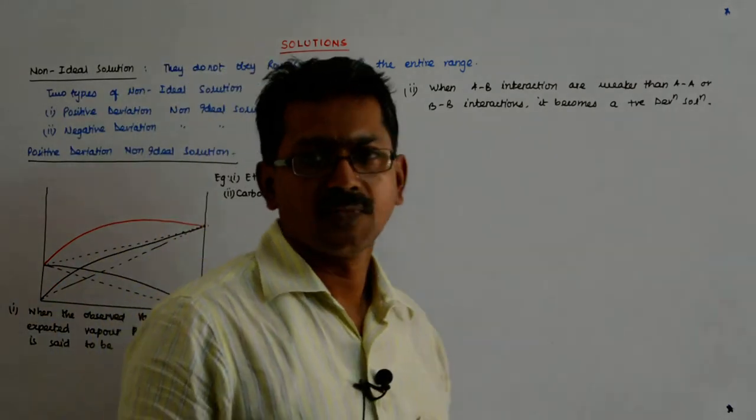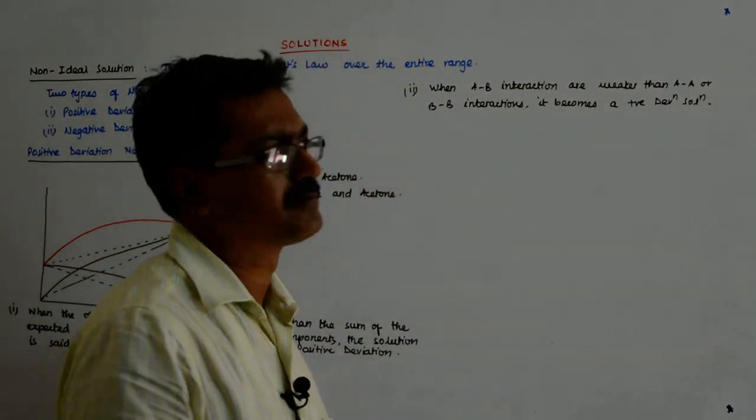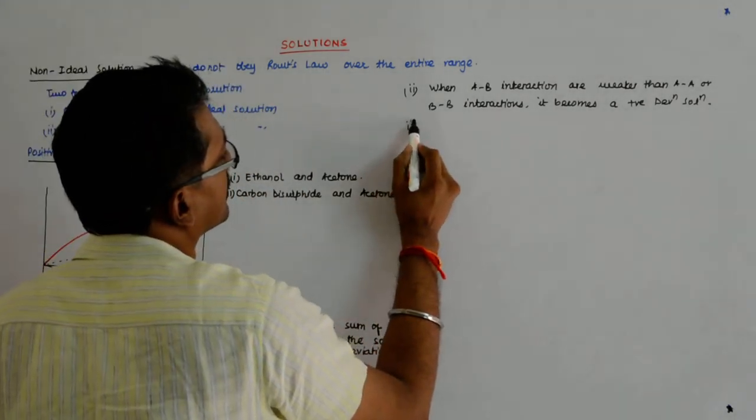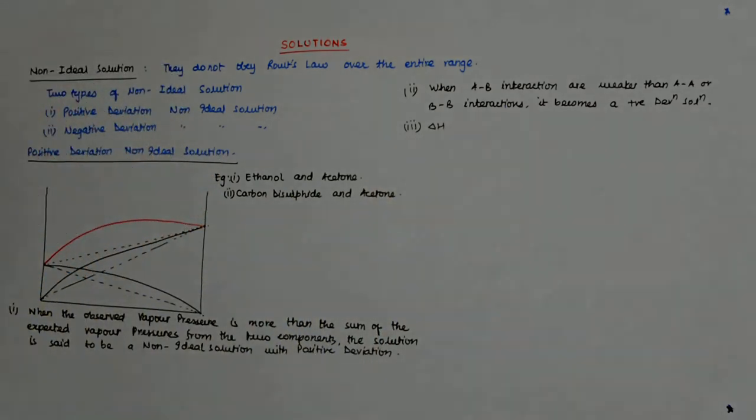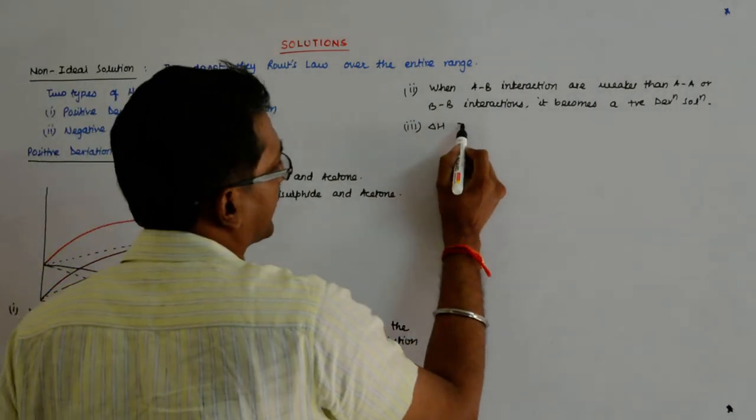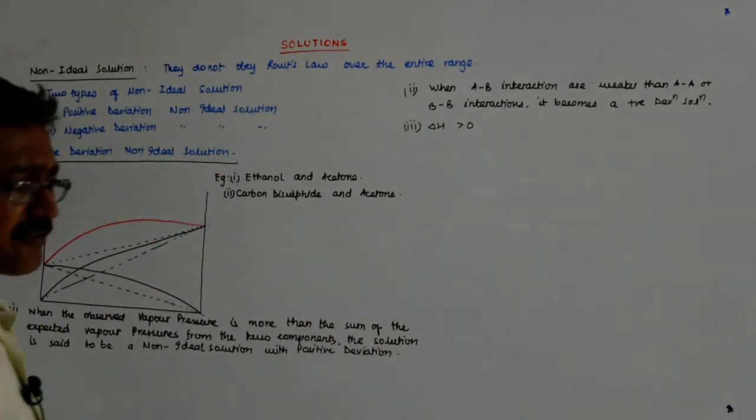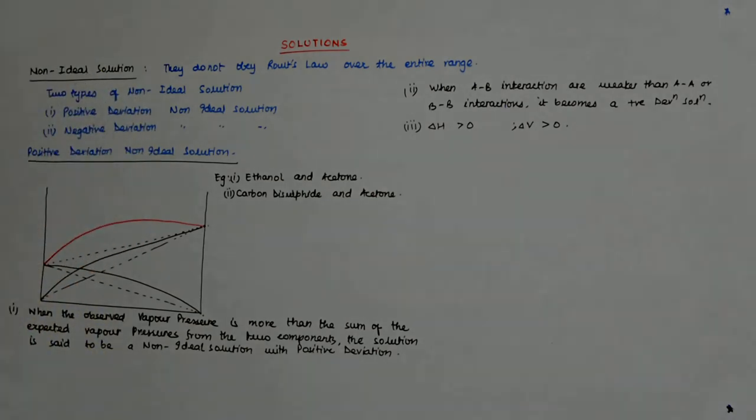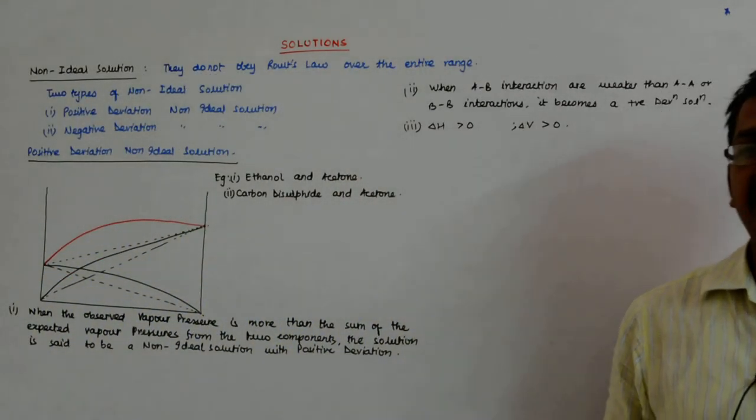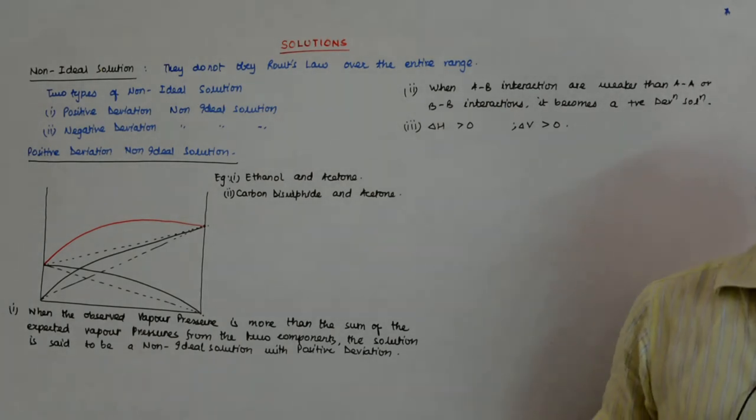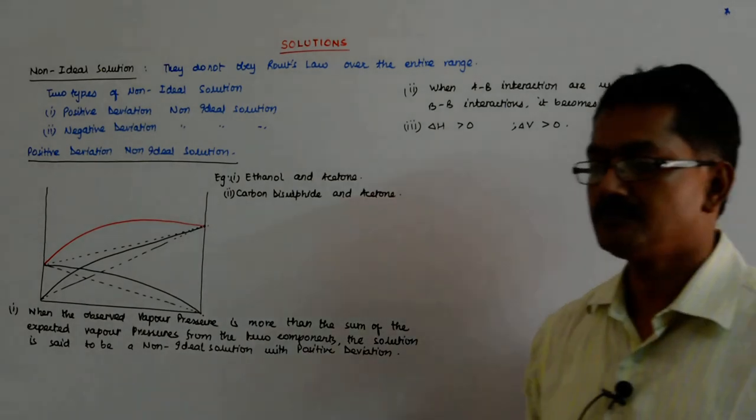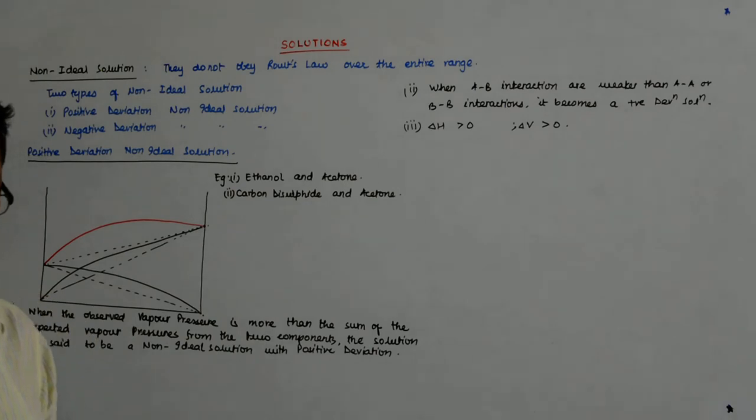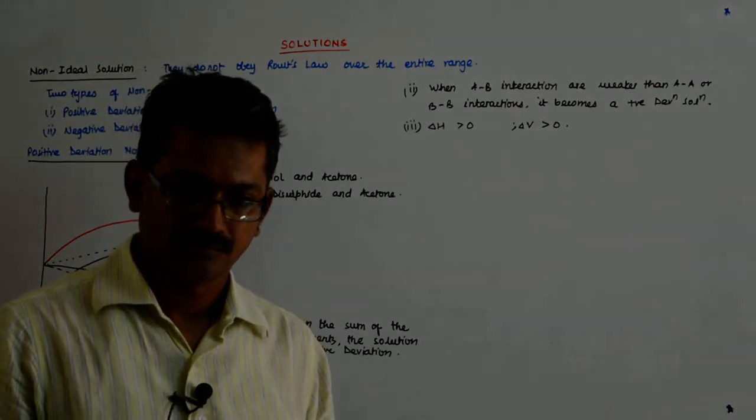Now, okay. Now, what does that mean? What does that mean? It means that the delta H is, if they are weaker, so delta H is? It's endothermic, right? And delta V? So, delta V is? Greater than 0. The volume will increase. Why? Because the molecules are not so tightly bound. So, you mix 500 and 300 and you get 820 ml. Suddenly. But when the partial vapor pressure is more, then why won't the existing vapor form and the volume will be lesser, right?